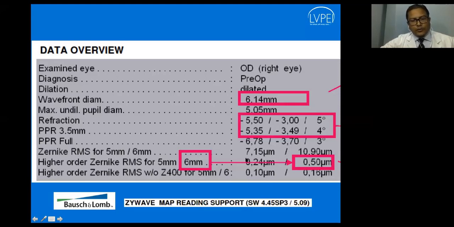So these two values are very important in interpreting the aberrometry map, because they are the absolute degree of higher order aberration, denoted by this figure, which is for the 6 millimeter size, and the higher order Zernike without the spherical aberration, which is denoted by the value below. So this tells us how much the impact of the spherical aberration is on the total aberrations of the eye. This is an important thing to note when you are reading the aberrometry map: what is your total aberrations, and what is your aberration without the Z400, or the impact of the spherical aberrations.